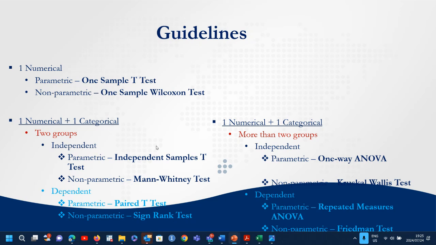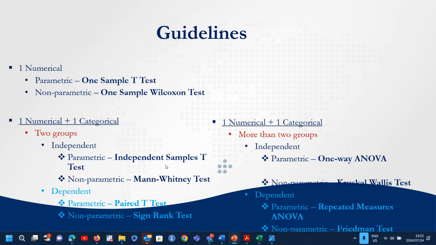So maybe you want to see if, yeah, so let's say, for example, you had knowledge, and you can look at knowledge against one of those yes or no questions there. That would give you an independent sample t-test.